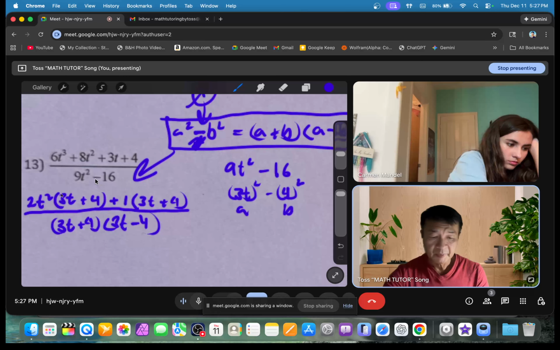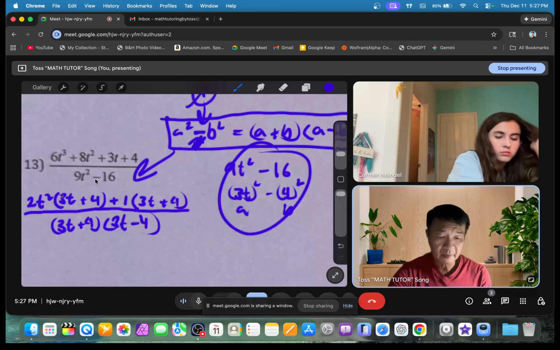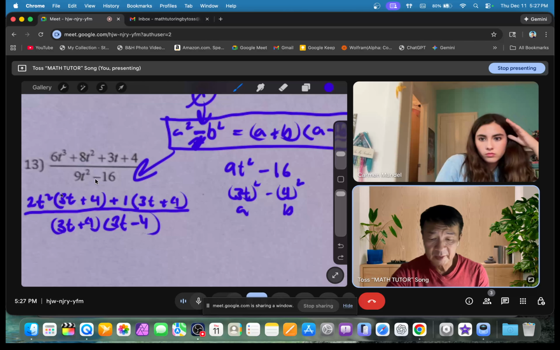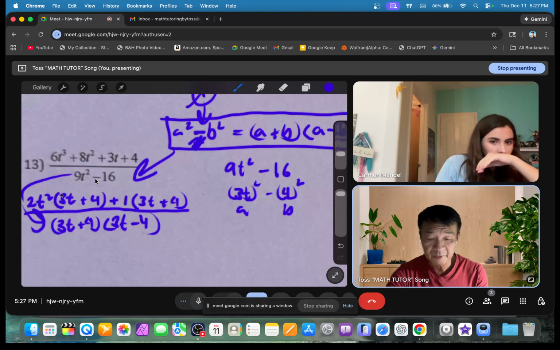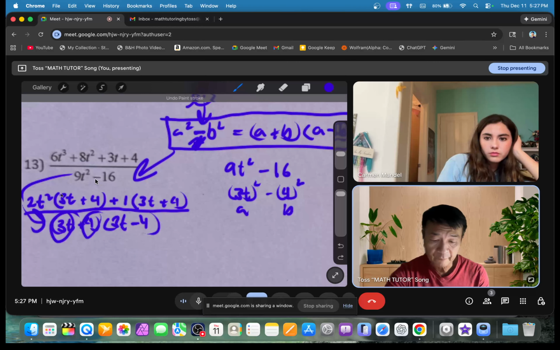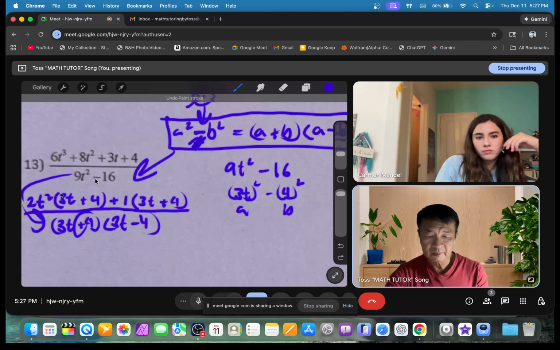Just like that. Some people don't even bother rewriting it. They just see it. They just go ahead and, hey, what's the perfect square times itself? Like the perfect square term, 3t, 4, 4. But you got to make sure the signs are opposite in between. Do you recognize it?